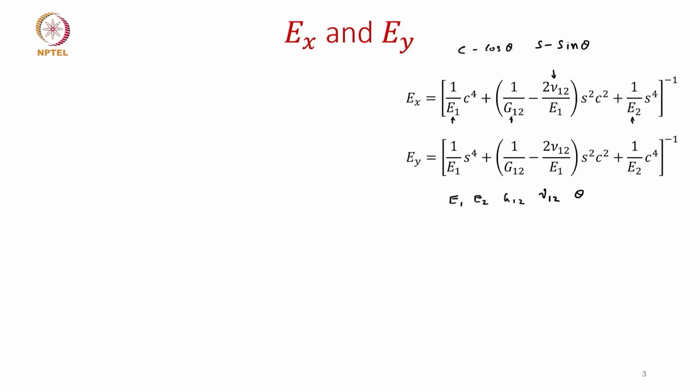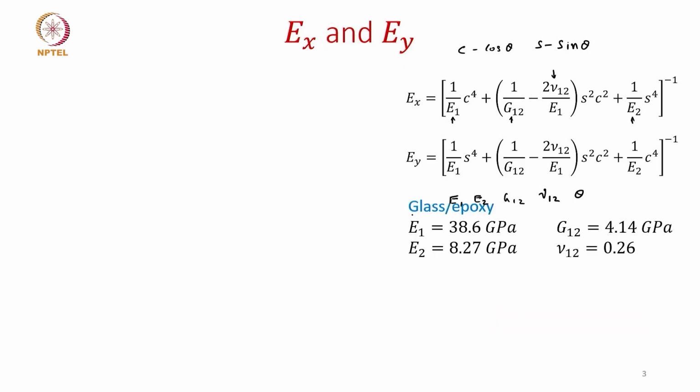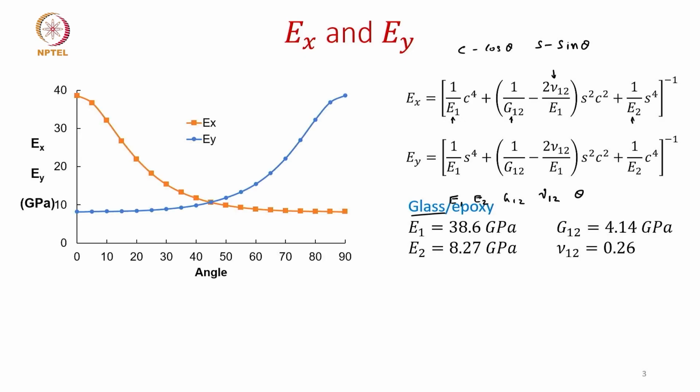So, now let us take an example of glass epoxy, where we take these E1 and E2 values. As you notice, the E1 value is much higher compared to E2, because we are now discussing one being the direction of the fiber. Along the direction of the fiber we said the stiffness is high, and these are the Poisson ratio and the shear modulus. So, here it shows how Ex and Ey vary with the angle theta.